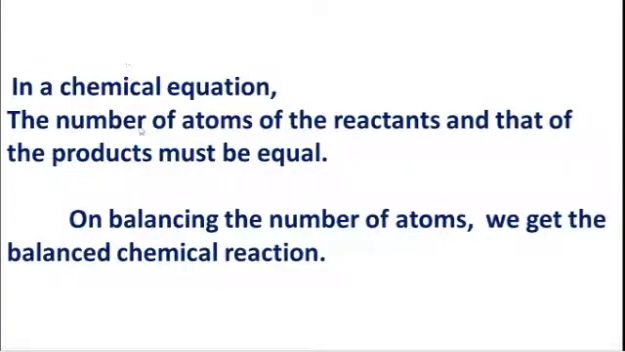In a chemical equation, the number of atoms of the reactants and that of the products must be equal. So this is a balanced chemical reaction. On balancing the number of atoms, we get the balanced chemical reaction.